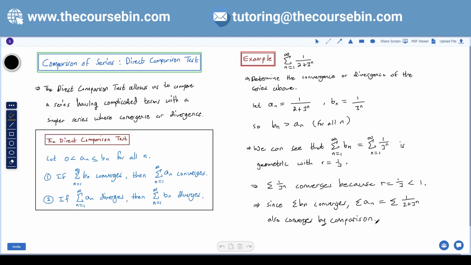Once you've made that conclusion, then you go back and say, okay, since this one is bigger and it converges, then the smaller one converges. Or since this one is smaller and it diverges, then the bigger one diverges. You have to make one of these two conclusions. So just take some time to copy this down, and then we'll do a couple more examples.